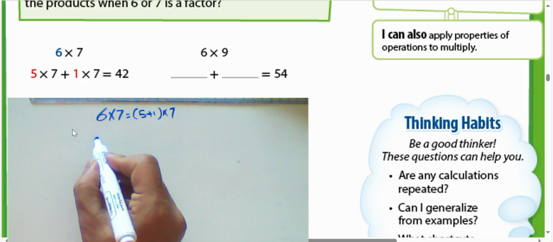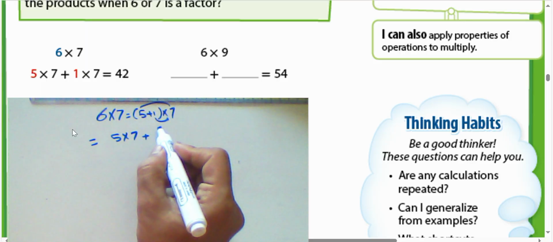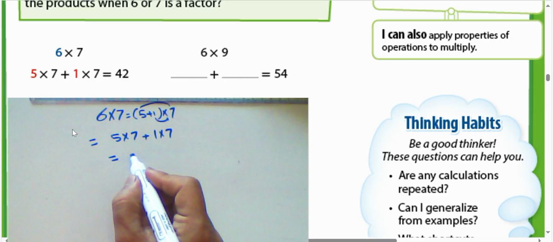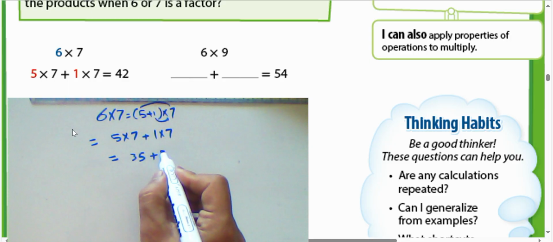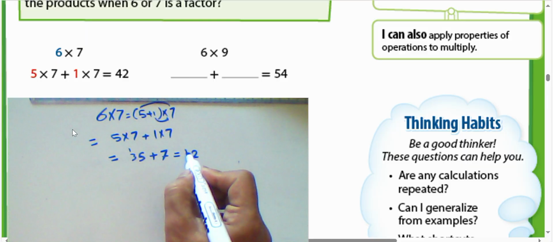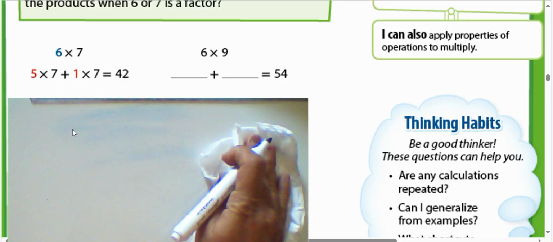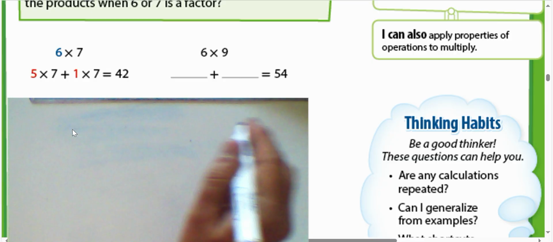Multiply by 7 using the distributive property: 5 times 7 plus 1 times 7. 5 times 7 equals 35, and we have 1 times 7 is 7. 5 plus 7 is 12, so 2 and carry 1. 3 plus 1 is 4. The result will be 42. And we can use another method.